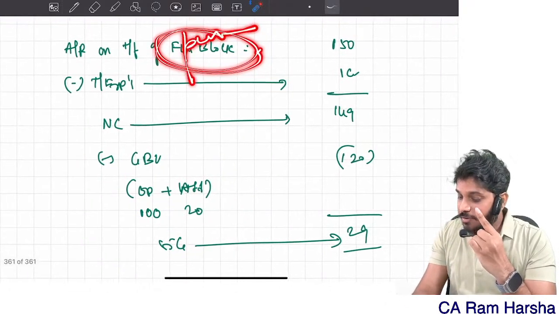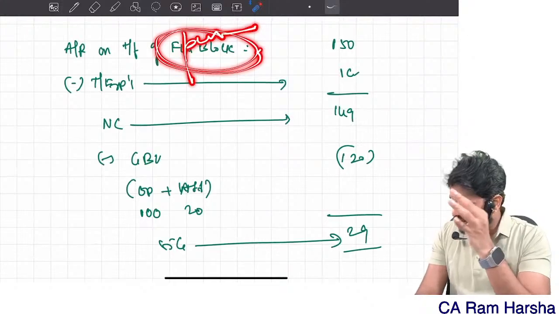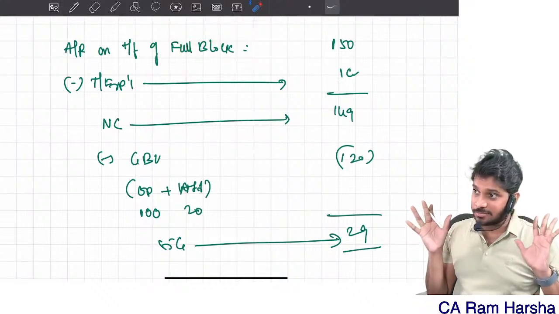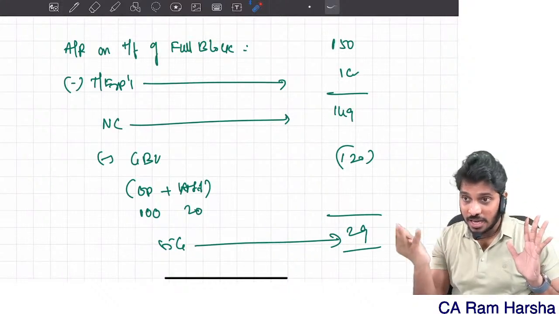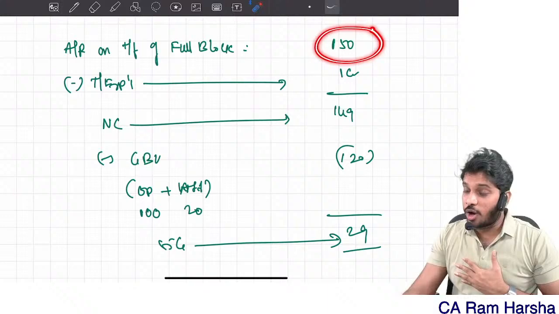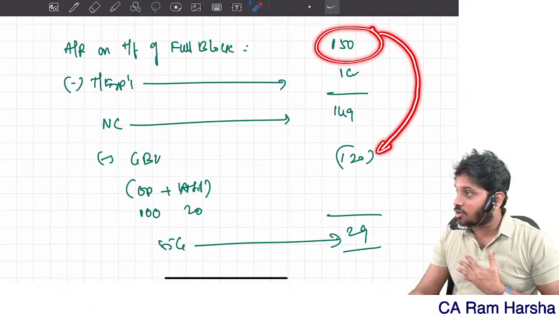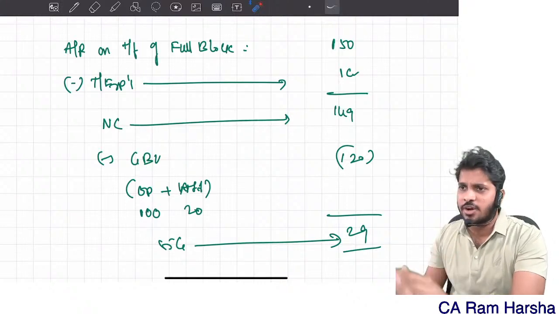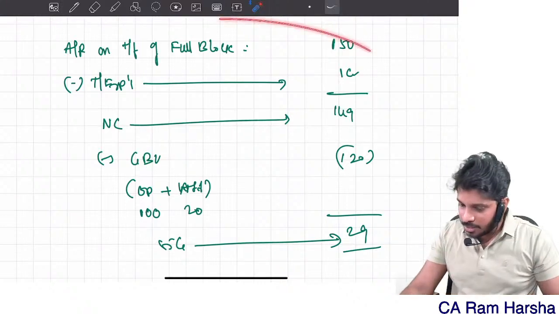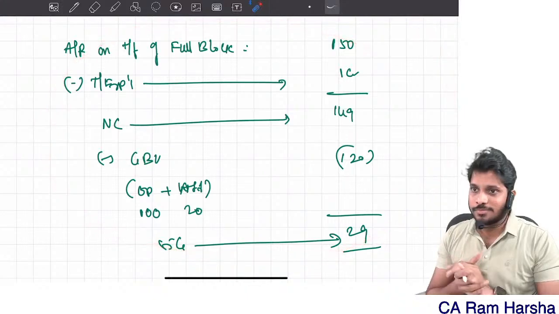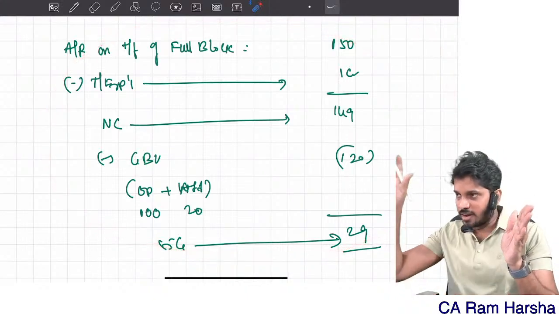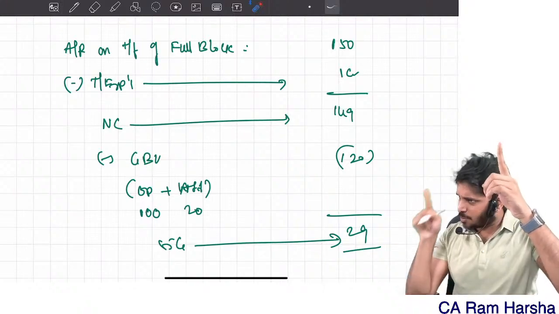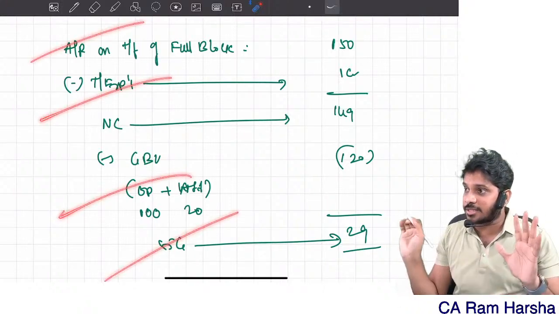Sir, only part of a block is transferred. But you know that capital gains apply in that. Why? When part of a block is sold for higher than the block value, automatically what is applicable? Capital gains is applicable. Depreciation will not apply. Since capital gains is applicable, the same format you will follow. Amount received on part of a block, 150 crores, gross block value only 120. Obviously, the capital gains provision will apply. Therefore, my format will be like this.